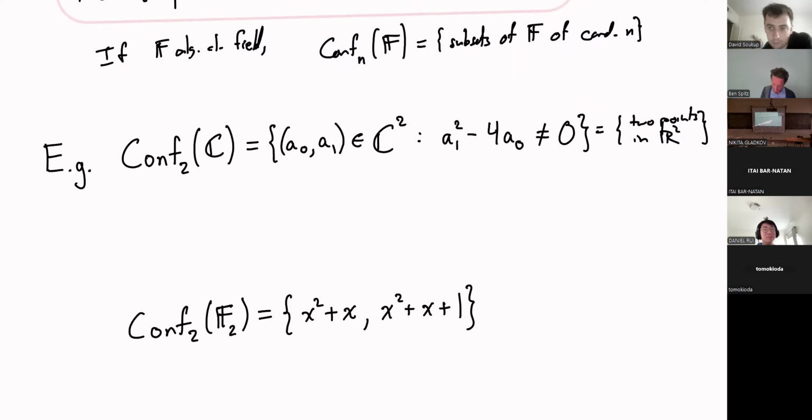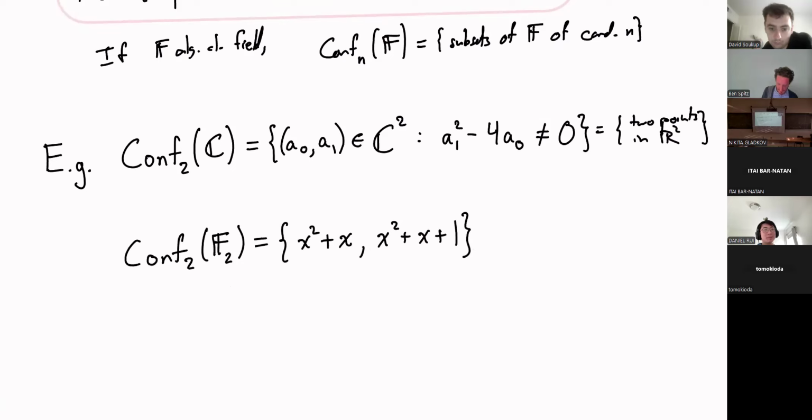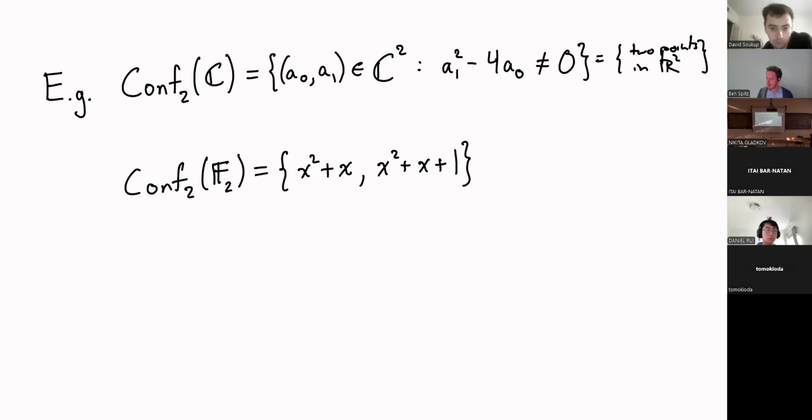All right. But sometimes over finite fields, this gets easy to tell. So like Conf_2, the points over F_2, these are polynomials of degree 2 that are monic. They have coefficients in the finite field with 2 elements, and they have no repeated roots. And there's exactly 2 of them, and there they are. Those are the 2 polynomials which satisfy that condition. All right. Cool.